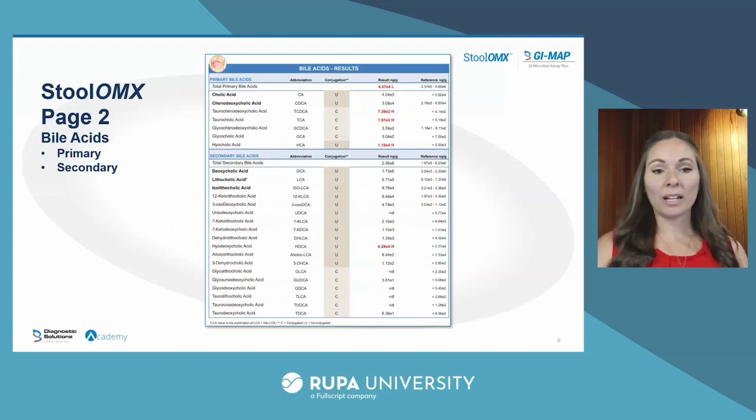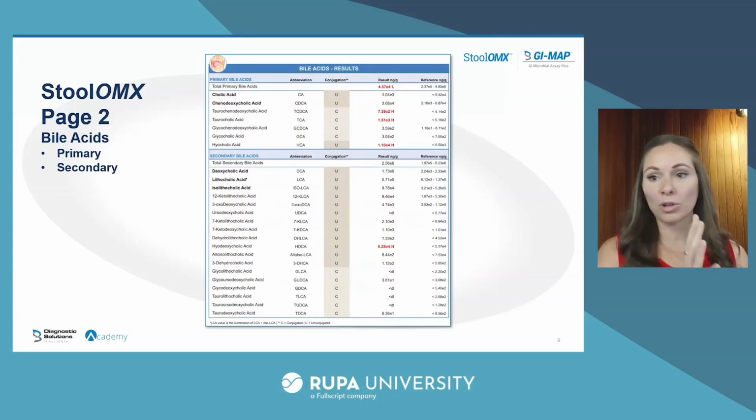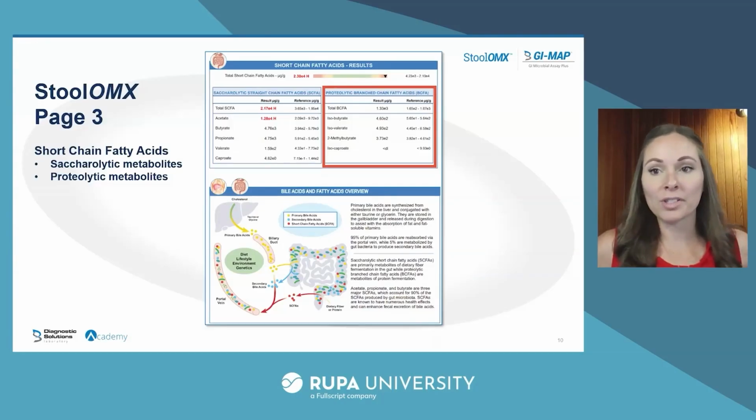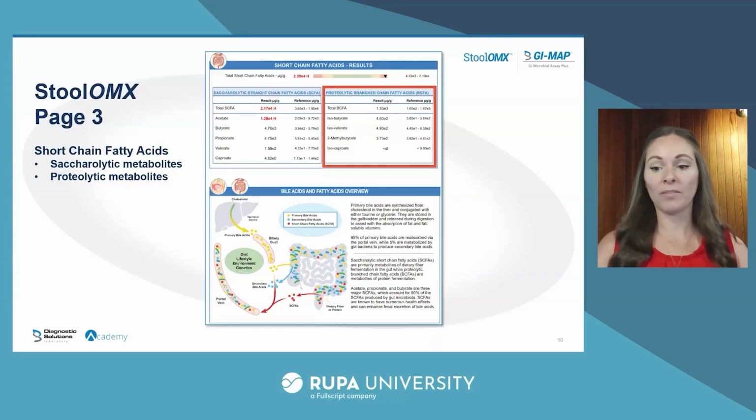In the middle page of the StoolOMX add-on, this is where we're getting big detail into the individual primary bile acids, which are on the top there, and the secondary bile acids that are on the bottom there. Again, I want to keep your attention mostly to that front page, especially when you're starting out. That's where you're going to get your most valuable information. And then the last page of this add-on, you're going to see the short chain fatty acids broken into 2 groups: the saccharolytic straight chains, which are saccharolytic metabolites, and our proteolytic branch chains, which are proteolytic metabolites. Again, I'm going to go through that. And the bottom of the page there, you're seeing a diagram of the physiology of bile acids that you can refer to.